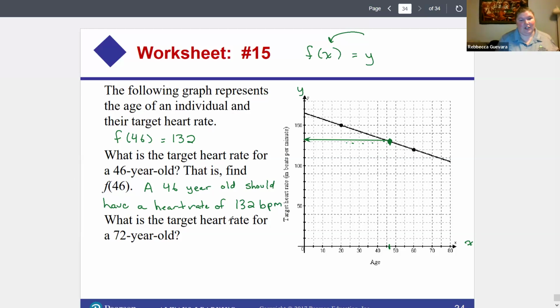This part, what is the target heart rate for a 72-year-old? We're asking that same question again, except instead of f of 46, it's f of 72. Because my ages are x's. So if we try to find out where 72 is, roughly here, it looks like we get about a heart rate of 110 beats per minute.